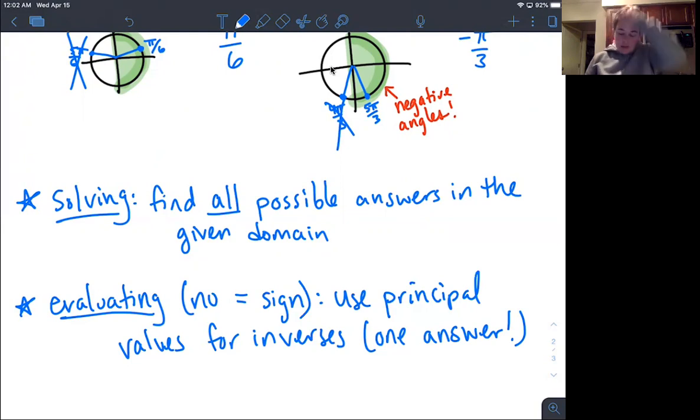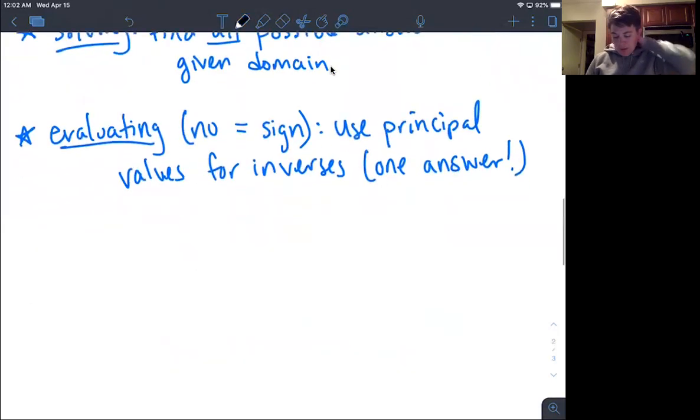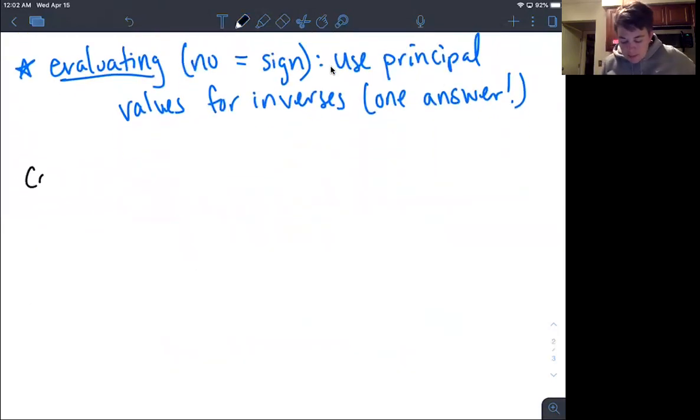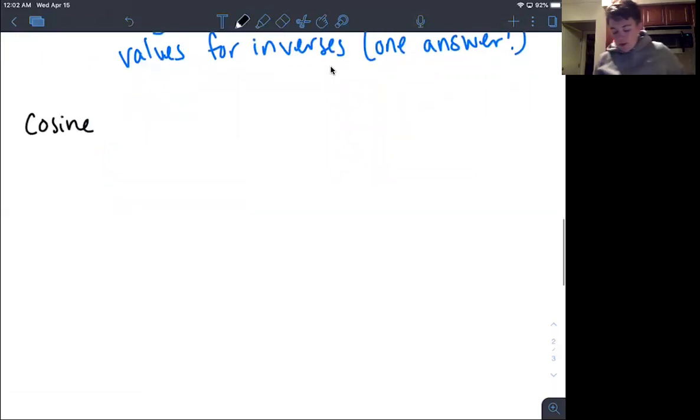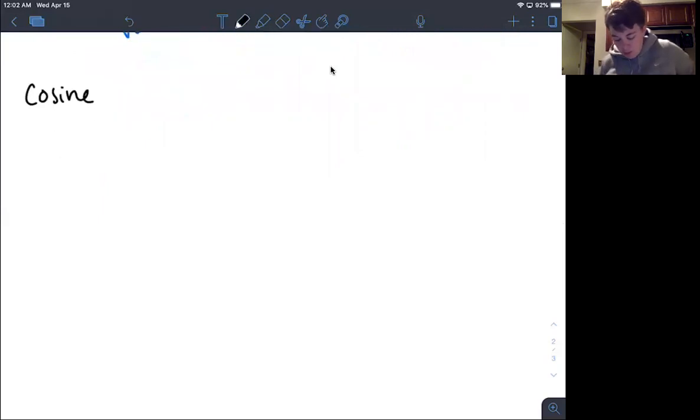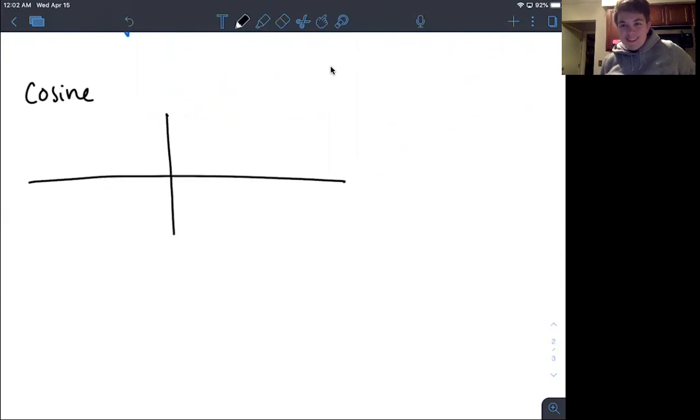Okay, y'all, let's talk about cosine. Let's look at principal values for cosine. I want to do the same thing. I am going to sketch a super rough sketch of a graph of cosine. I would love for you to pause this and sketch it on your own, just to make sure that your math brain is still there and you still have some familiarity with these graphs. So you go ahead and do that. I'll do mine right here.